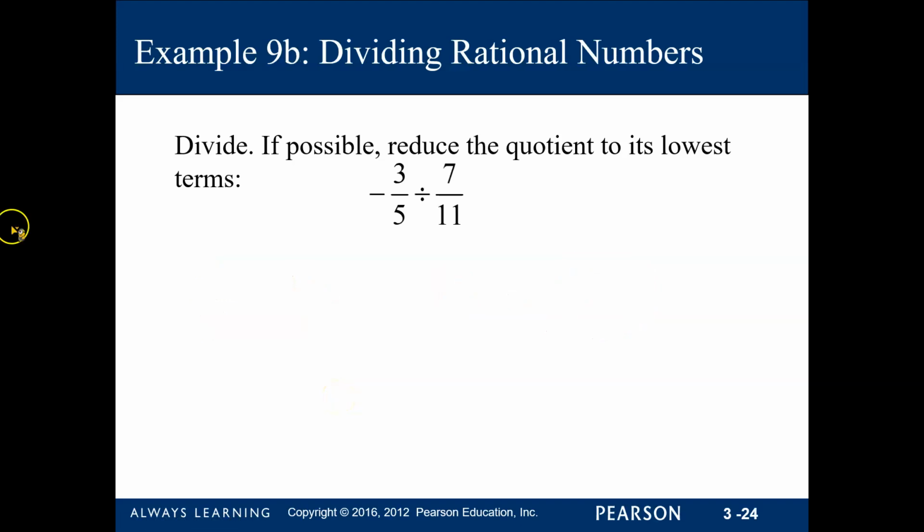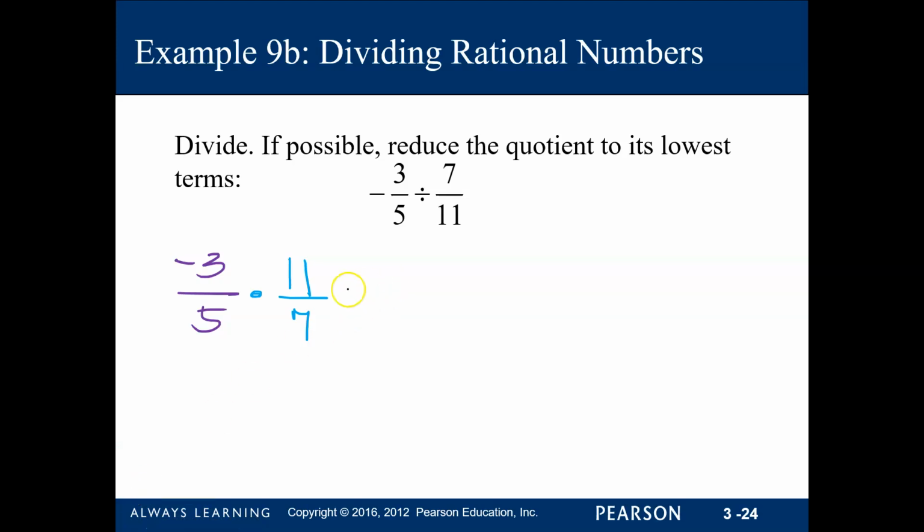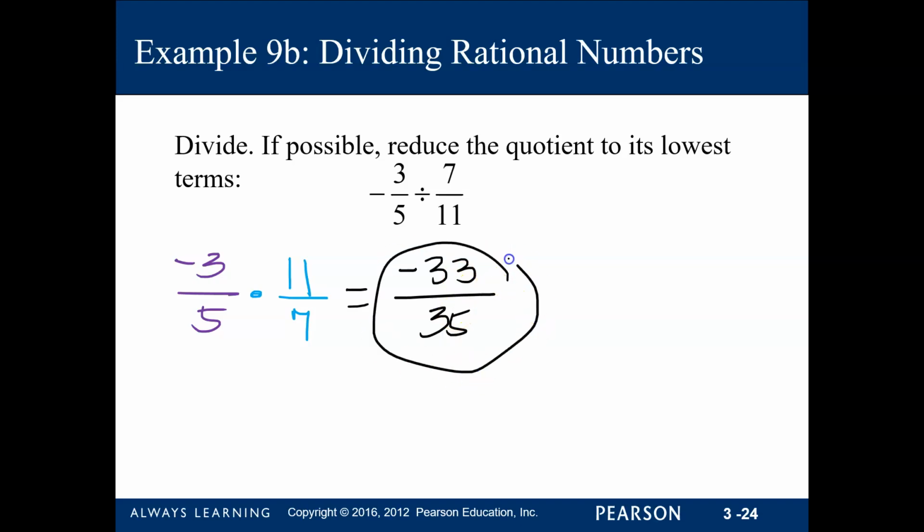All right, so similar scenario here. We have -3 over 5. Again, our division will now change to multiplication, and our divisor will become its reciprocal, 11 over 7. And so, working on this is now going to be -3 times 11 is -33 over 5 times 7, which is 35. Nothing is common, and so this is our final answer.